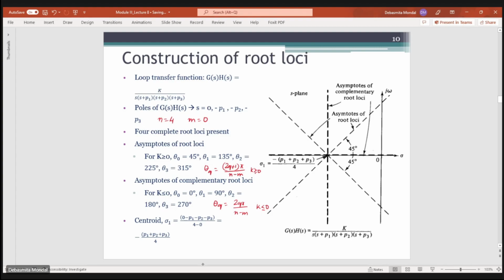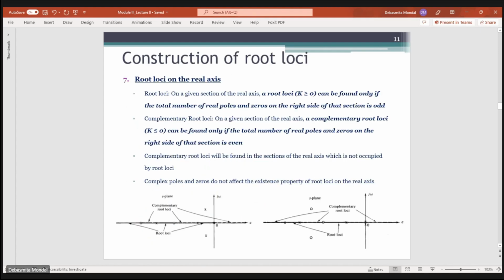Okay. So next we need to find out whether a root locus is present on the real axis or not. There is a condition which needs to be satisfied for a root locus to be present on the real axis of the s plane. For a given section of the real axis, a root locus for K greater than or equal to 0 can be found if and only if the total number of real poles and zeros on the right side of that section is odd. Let's take an example.